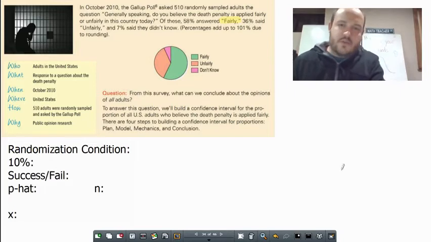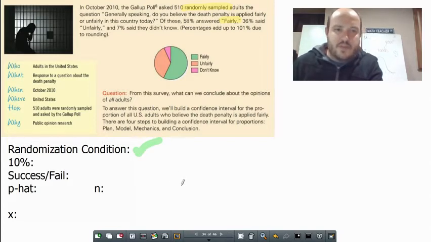All right. So remember, first things first, let's go ahead and go through our conditions. Number one we got on the table is the randomization condition. Now, remember, this isn't rocket science. Right up here, it says that these were randomly sampled adults. So guess what? That is all we need. Check. We have fulfilled that one.